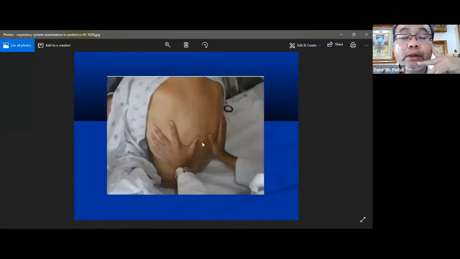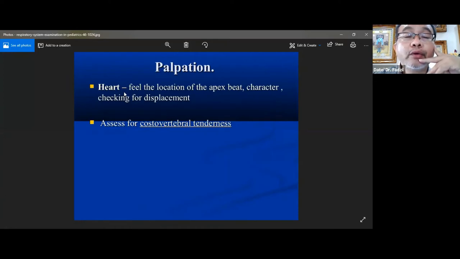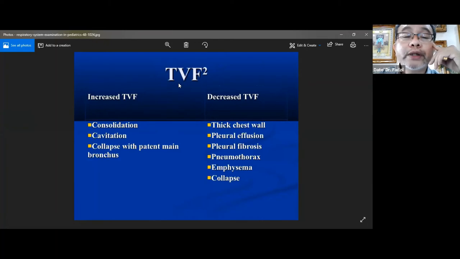And then when you do your lower part, you see the anchor and the movement of your thumb. Don't forget the heart, because the heart tells you where the mediastinum is. So you have to know the position of the heart, the location of the apex beat. You must feel the apex and see whether the apex is in the right location or not, on the left side of the chest. If you cannot feel it or it has moved somewhere else, then you know there is a displacement of the mediastinum.